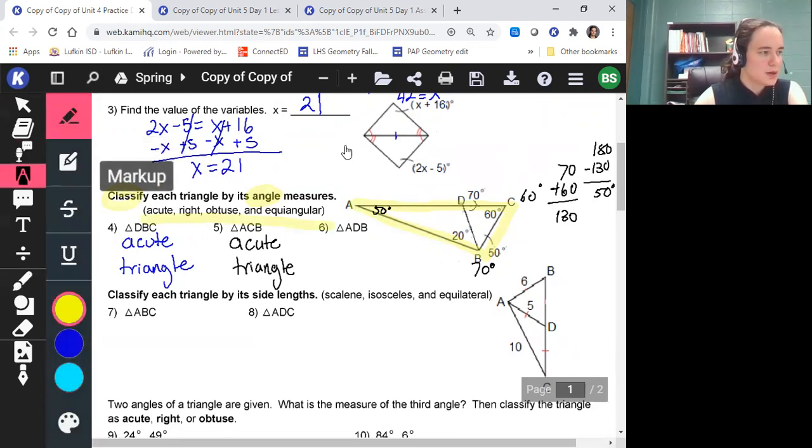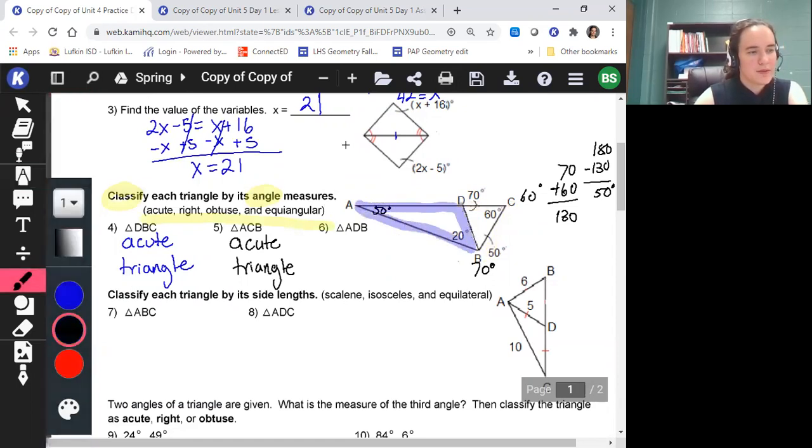And then we are looking for triangle ADB. So this triangle, we have a 50-degree angle and a 20-degree angle. We need to find angle ADB. So we're going to add the two angles we know, 50 plus 20, that gets us 70, and then subtract from 180, and that gets us 110 degrees for angle ADB. So we have a 50-degree angle, a 20-degree angle, and a 110-degree angle. And since we have one obtuse angle, that means we have an obtuse triangle.